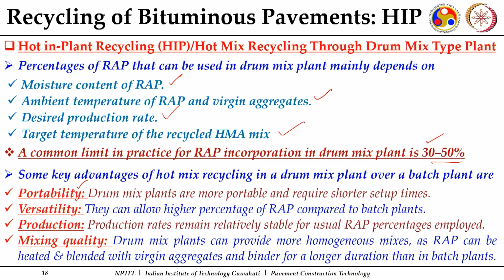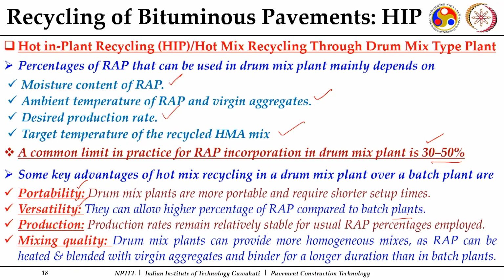Now many a times these drum mix plants are more preferred for recycled mixes, specifically because they are portable. They require a shorter period for their installation. They are portable compared to your batch type plants. Versatility, because you can make these modifications in an easier manner compared to batch plants. And then you can accommodate more RAP, because at the weigh hopper, as we have seen in the case of the batch plant, there is a limitation on how much RAP can be introduced, but that limitation is less in the case of the drum type plants.